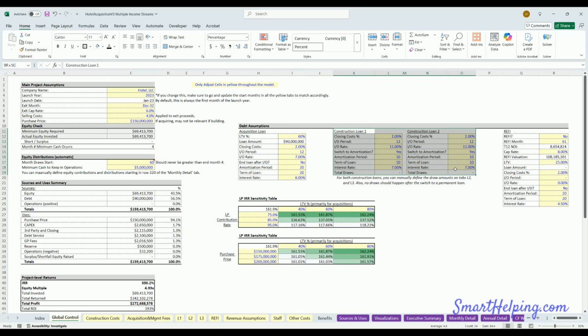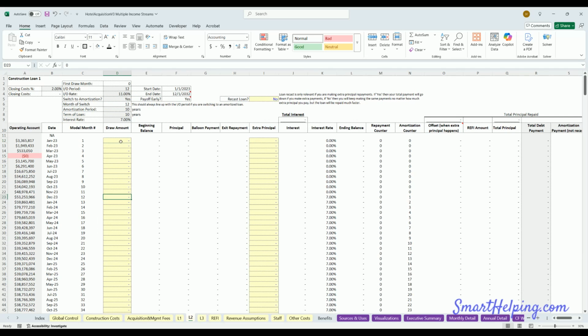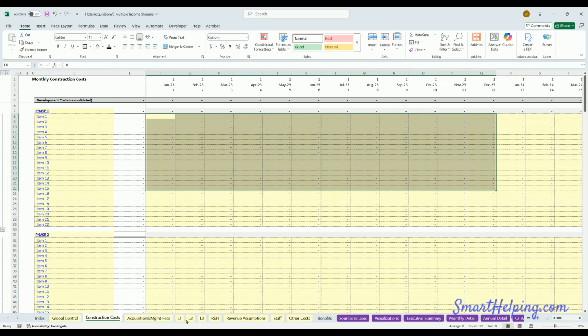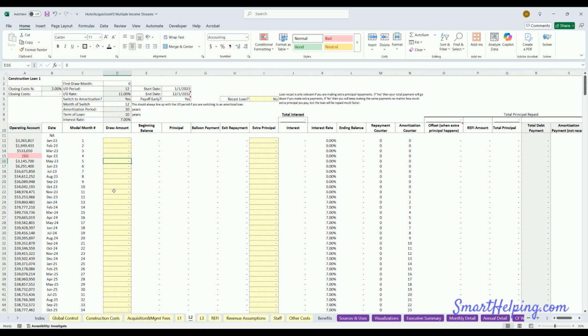The construction loans are a little bit different. So for those on the L2 and L3 tabs, you can define the draw amount here. And I put the operating account balance in column A so you can see how when you put in draw amounts here it'll change, which is much more relevant when you have costs happening over time and you want to draw different amounts because your interest rate is going to be lower or higher if you draw more or less in a given month. So you could manage that all right here.